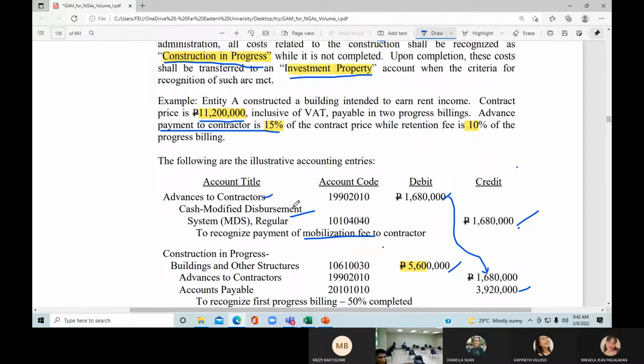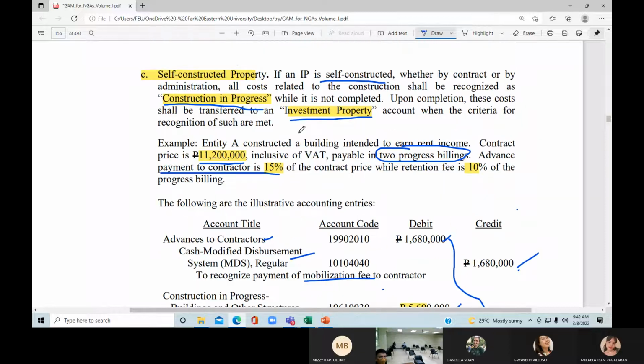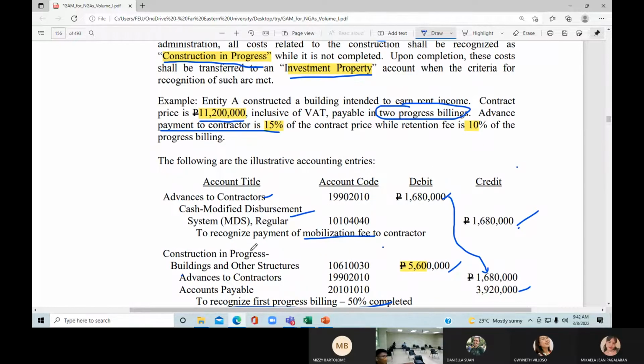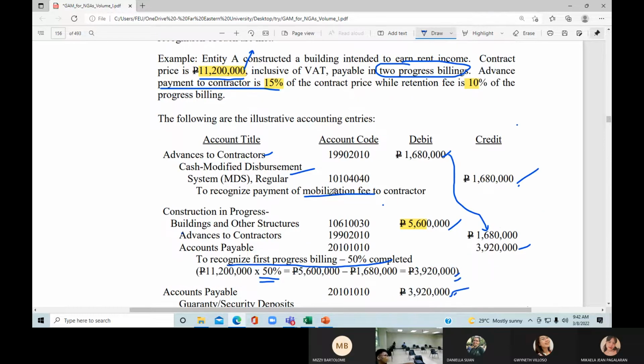Next natin, to recognize the first progress billing. So ilan ba yung progress billings na? Dalawa. Okay. So take 50%. Yung una daw, ayan na. I-recognize mo na yung 50%. So debit, construction in progress, 50% no 11.2. So 5,600,000. Credit mo yung advances to contractors na 1.68 million. Then credit mo yung balances sa accounts payable.